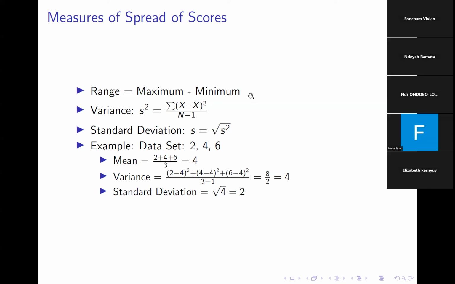So the range would be the difference between those two, and the variance would then be the square of the differences divided by the degrees of freedom, which is n minus 1, and then you sum up those squares. And for the standard deviation, you just take the square root of the variance, and you get the standard deviation.